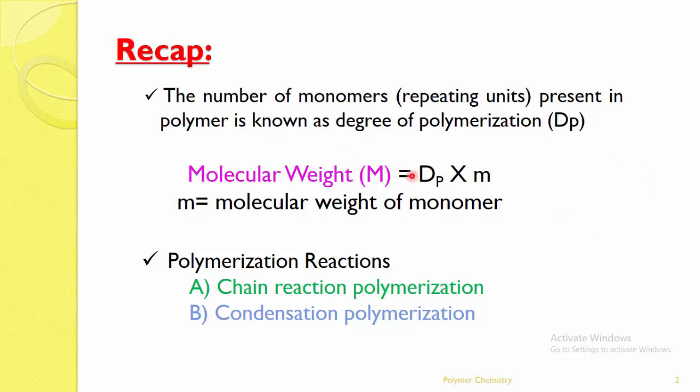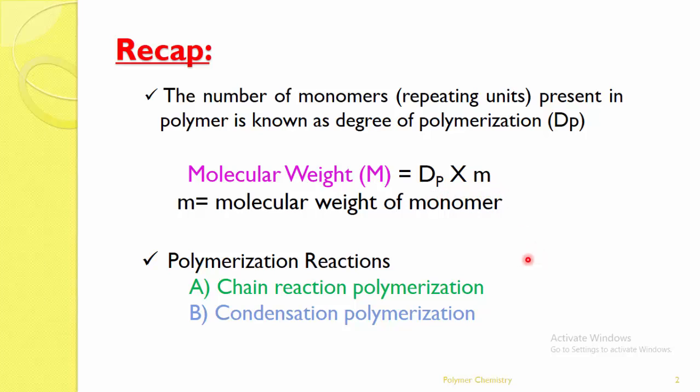In the last lecture, we studied the degree of polymerization, which is nothing but the number of monomers present in a polymer, known as the DP. With the help of the degree of polymerization, we can also calculate the molecular weight of a polymer. So the molecular weight M is equal to DP times small m. Here small m is nothing but the molecular weight of a monomer.